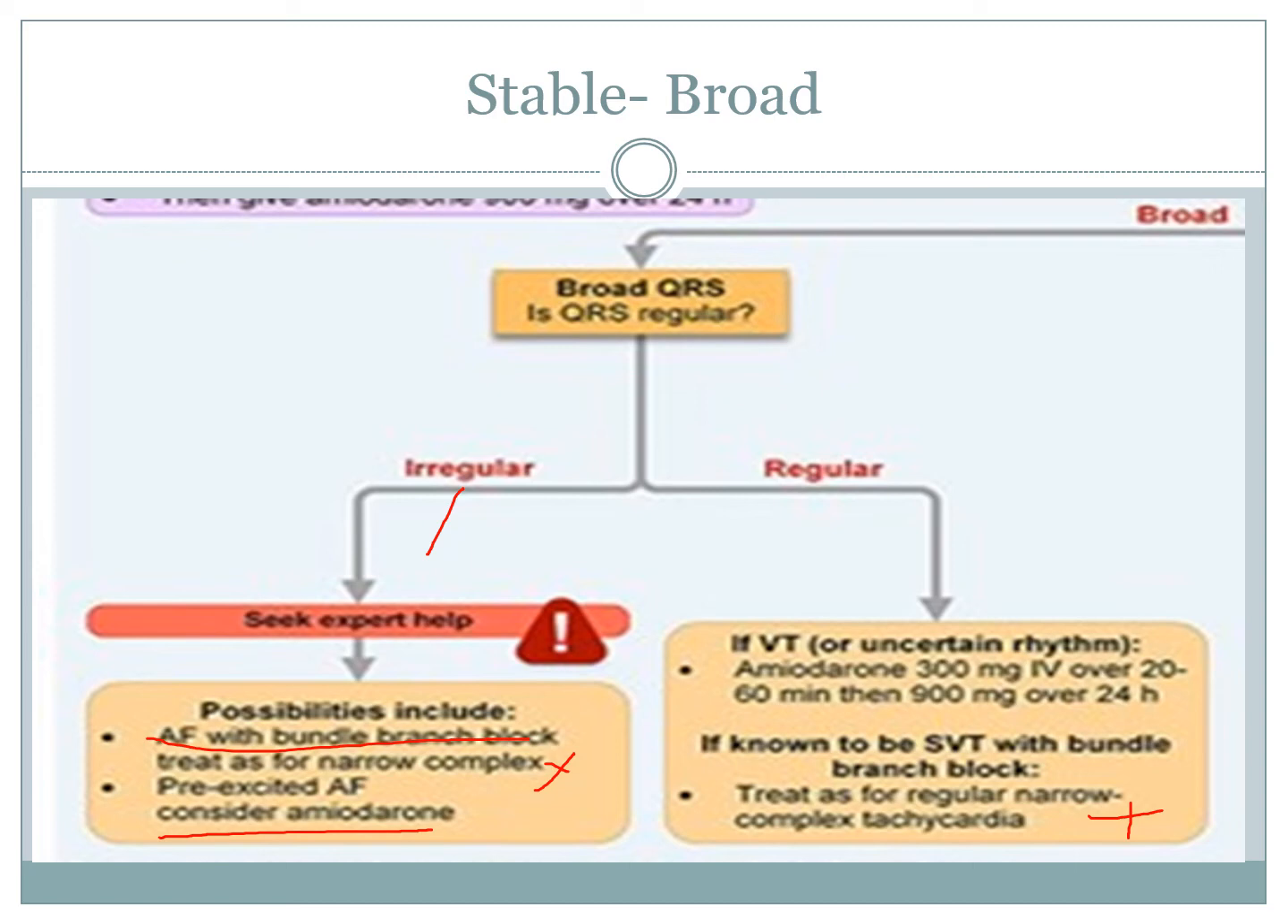If there's no evidence of bundle branch blocks, then you treat it as a pulse VT, and the main treatment for that is slow infusions of amiodarone for 20 to 60 minutes, and then 900 milligrams over 24 hours.